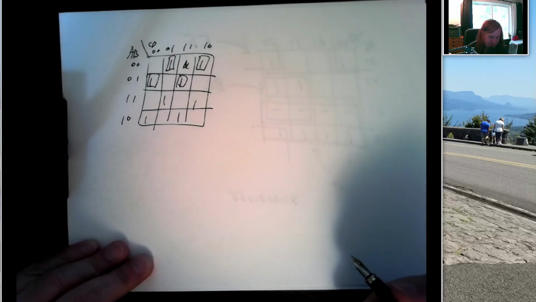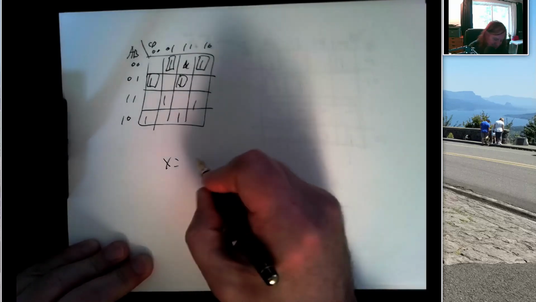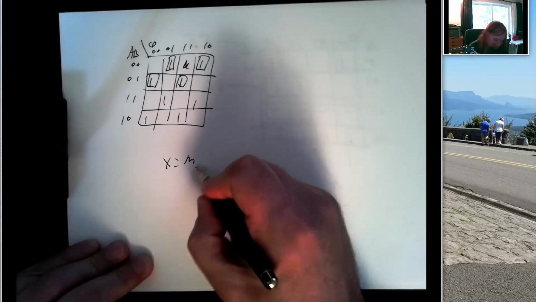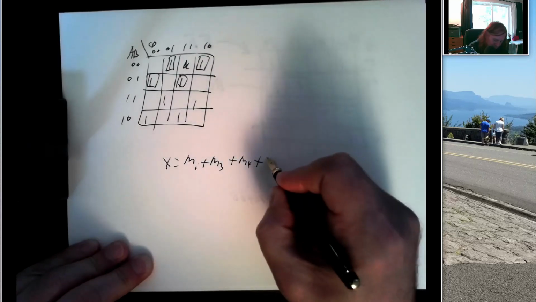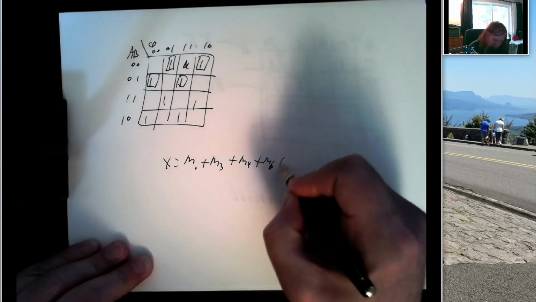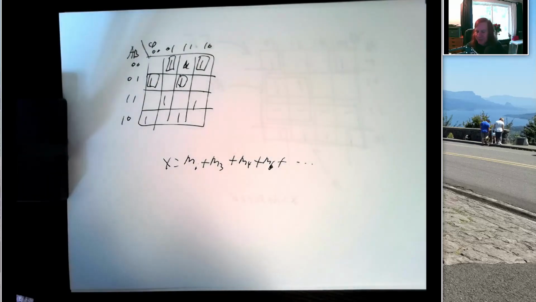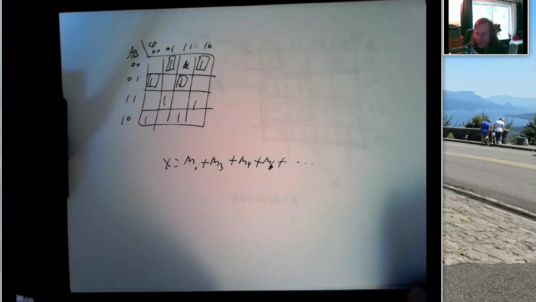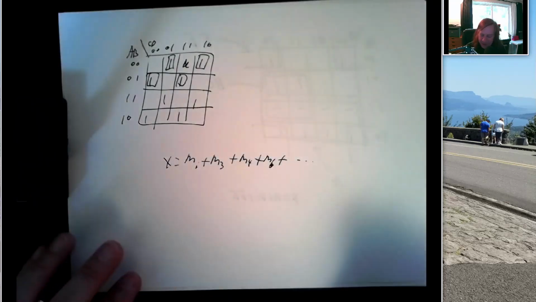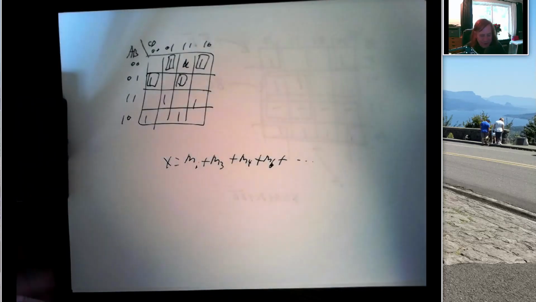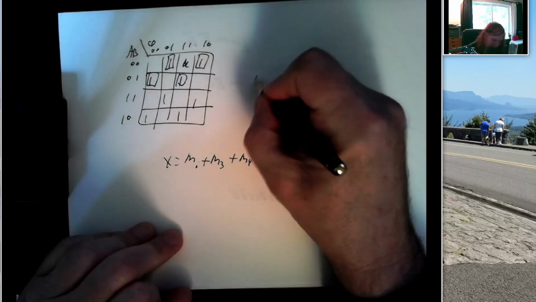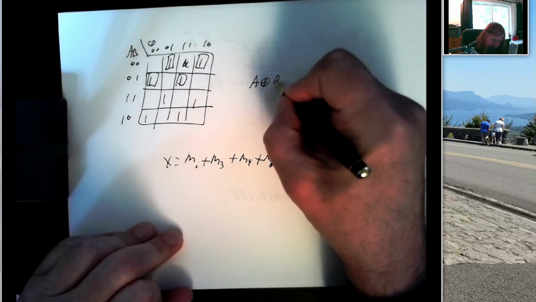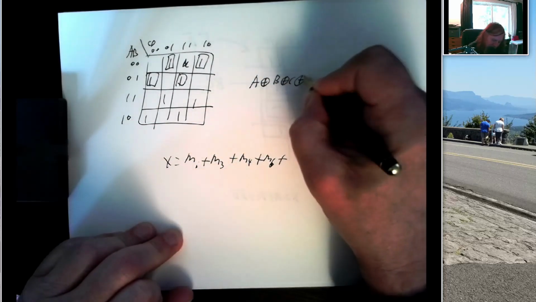And that ends up just being a traditional sum of products, where we'd have x equal to, in this case, min term 1 plus min term 3 plus min term 4 plus min term 6. And it's a horrible expression. We end up with 8 product terms. Each of them is a 4 input AND gate, and then we need an 8 input OR gate. But this is also just an exclusive OR. This is A XOR B, XOR C, XOR D.